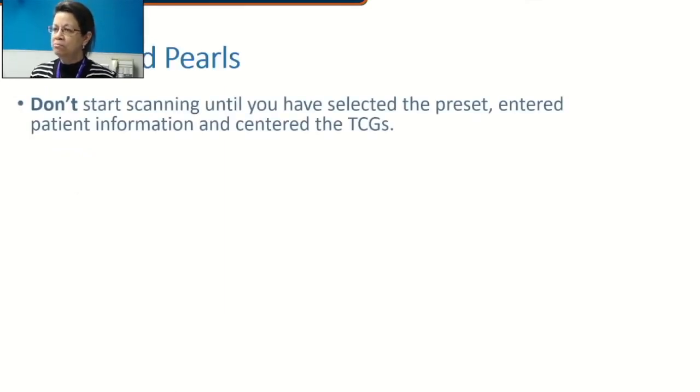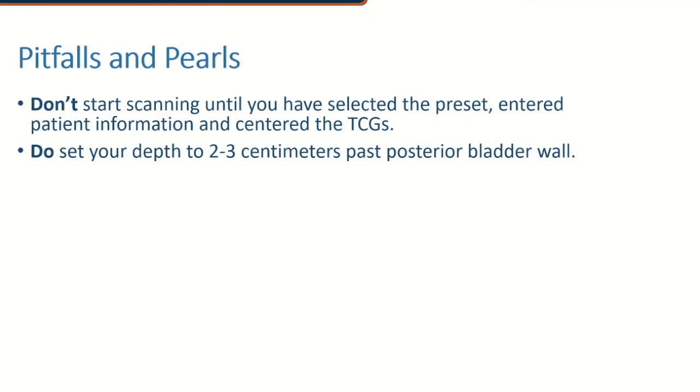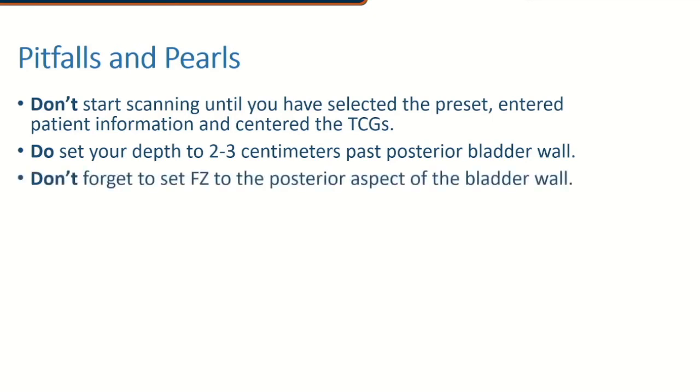All right, some pearls and pitfalls. Don't start scanning until you've selected the preset and entered the patient information. And don't forget to center those TGCs as well. Be sure you set the depth to about 2 to 3 centimeters past the posterior wall of the bladder. And don't forget to set your focal zone at the posterior aspect of the bladder wall, because our area of interest is the bladder here, so that's where you want to set your focal zone.